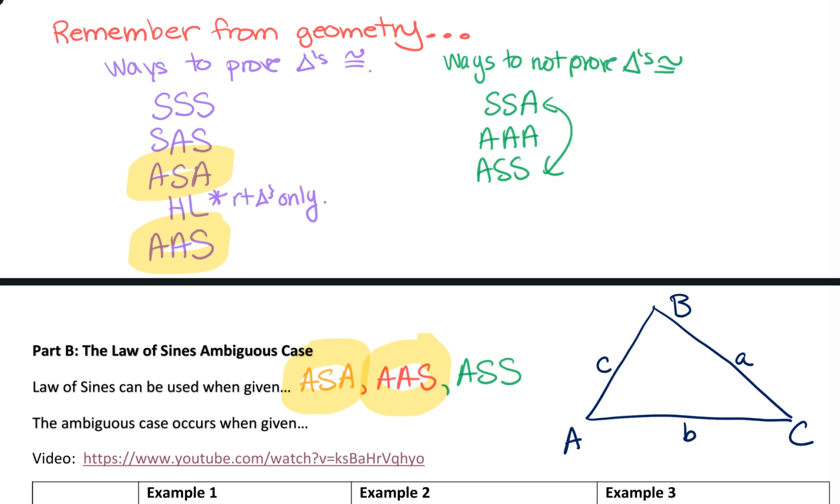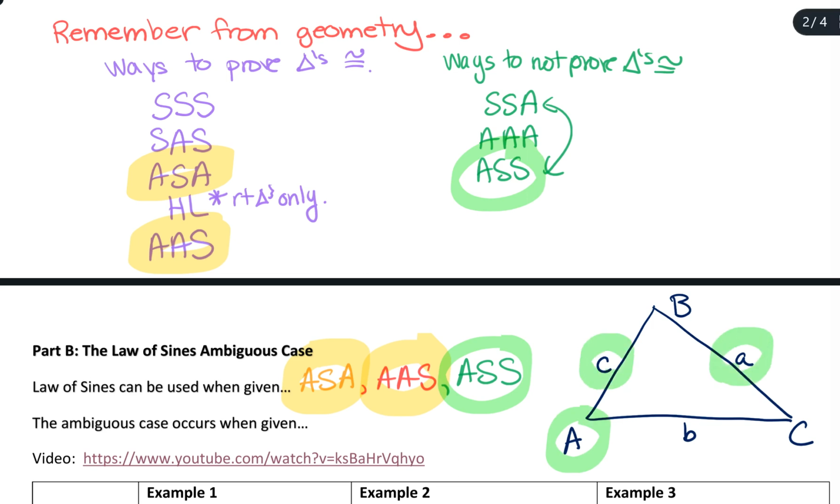Okay? But then we have this ASS case. ASS case is not a way to prove that triangles are congruent. So what that tells me is if I'm given a specific angle and a side and a side in that order, then I don't know if a triangle that maybe I make and a triangle that you make with a given angle and two given sides is going to be the same triangle. I don't know. Because it tells me that I can't prove that triangles are congruent that way.